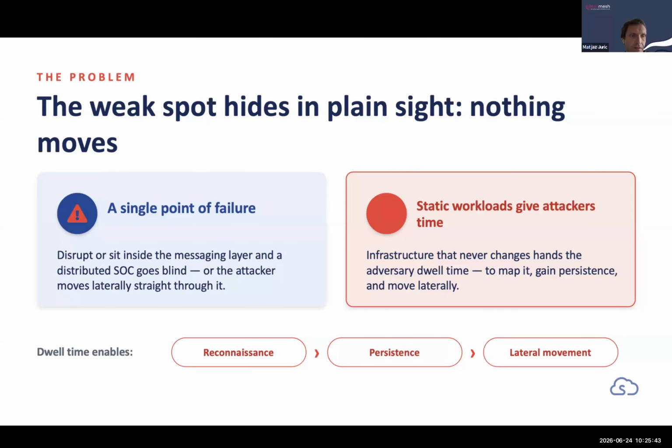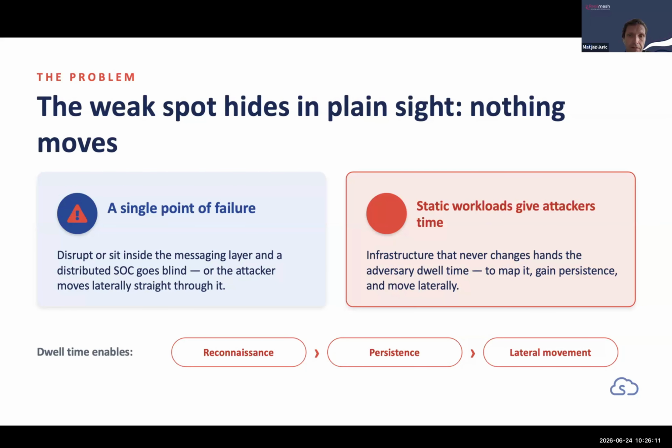The second one is, of course, the connectivity mesh. So the connectivity fabric can be a single point of failure. And if the connectivity layer fails, then all the services are down, all the workloads are down.